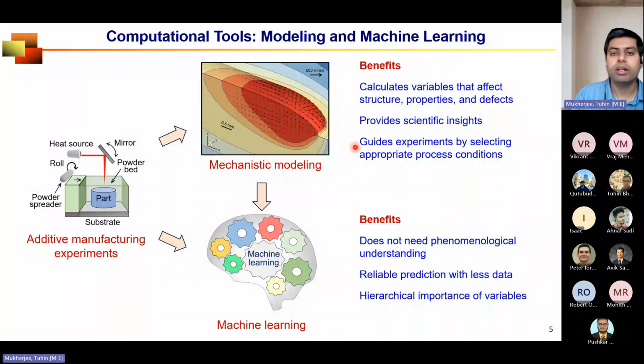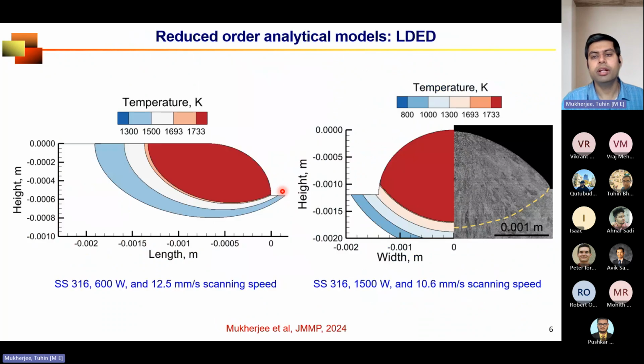So what I'm going to do in this talk, in subsequent slides, is provide a few examples on the application of both of these computational tools. But before I do so, I want to briefly talk about the different types of models that people use these days and what the computational challenges are in implementing them.